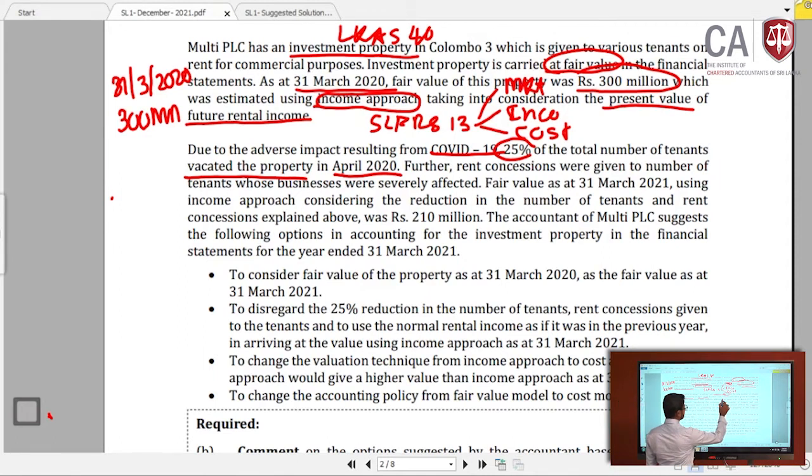Further, rent concessions were given. So we have given some rent concessions. So what is meant by rent concession?